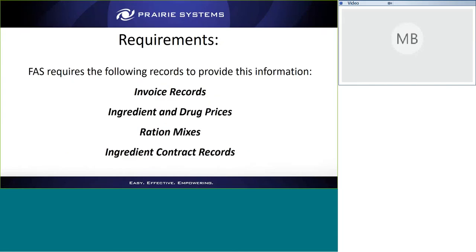Requirements to be able to use these tools are you need to have invoice records, first of all, in your FAS system. Ingredient and drug prices need to be entered in your system. Ration mix records also need to be in your system for the rations you're utilizing. And then ingredient contract records need to be entered into the system to be able to report on. We're going to talk a little bit about how these records are used in the Insight tools.